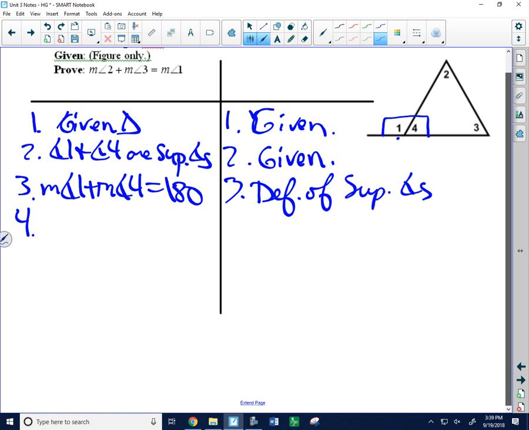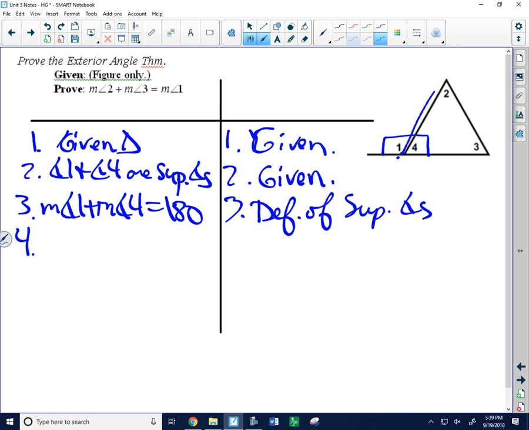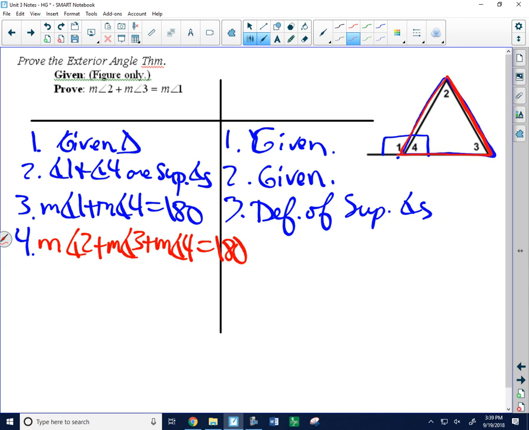What else do I want here? Okay, so that's one thing, and then the next thing I can do, I need something else. I can say these, there we go. The theorem we just used. We know the sum of the angles in a triangle is 180. So measure of angle 2 plus measure of angle 3 plus measure of angle 4 equals 180.